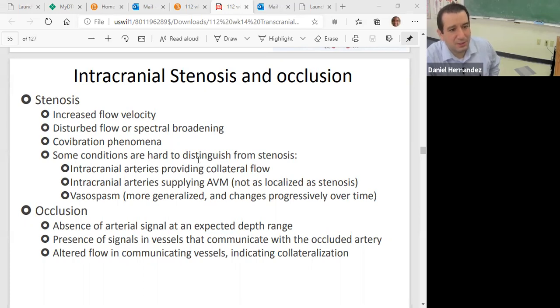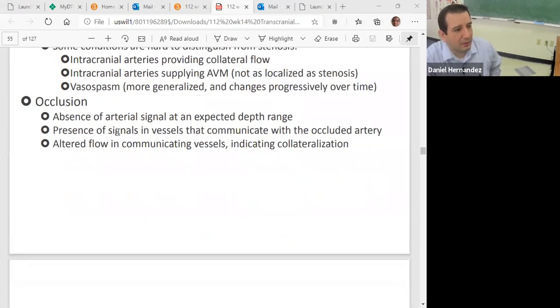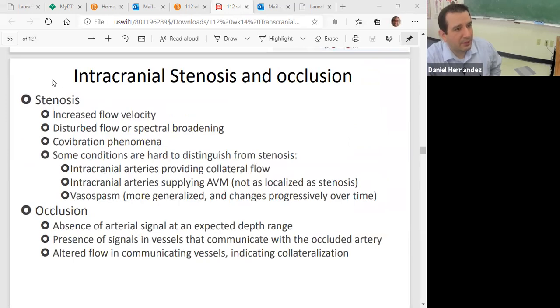Some conditions are hard to distinguish from stenosis. Some of these conditions could be collateral flow in the intracranial arteries, or intracranial arteries supplying an AVM, or arteriovenous malformation. And it's also hard to distinguish a true stenosis from a vasospasm. Again, if we remember, the primary causes of arterial stenosis are atherosclerotic plaque, as well as emboli.